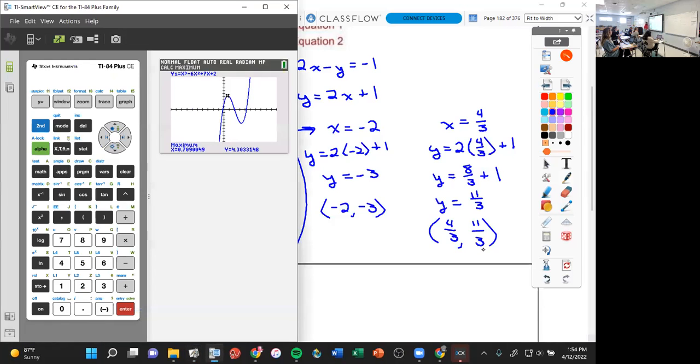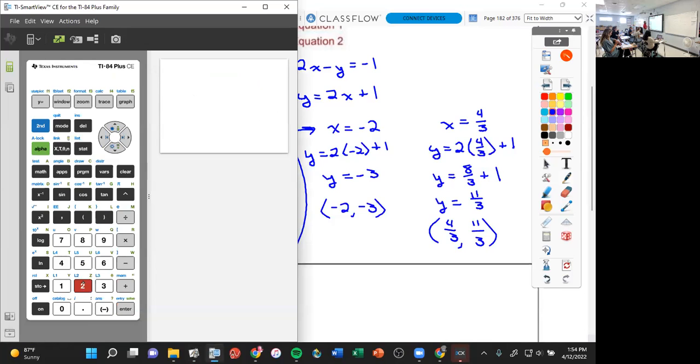Let's go ahead and kind of change gears for just a second. I'm doing notes out of order a little bit. I'm going to solve the exact same equation by graphing. So here's how this looks. First of all, we have to have both equations into y equals form.